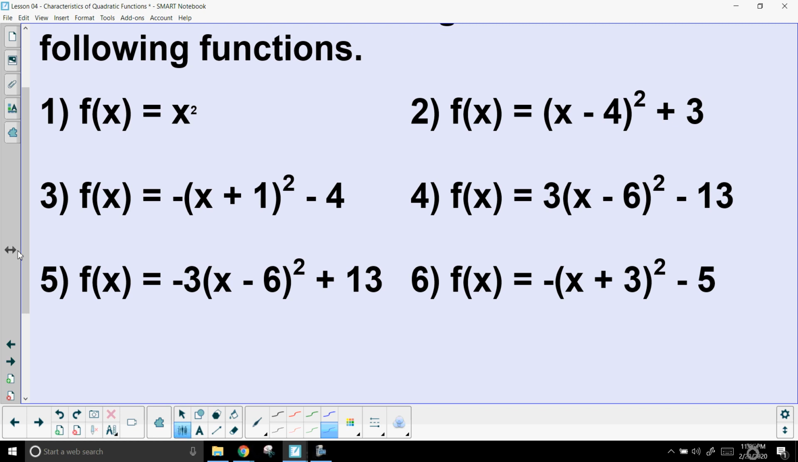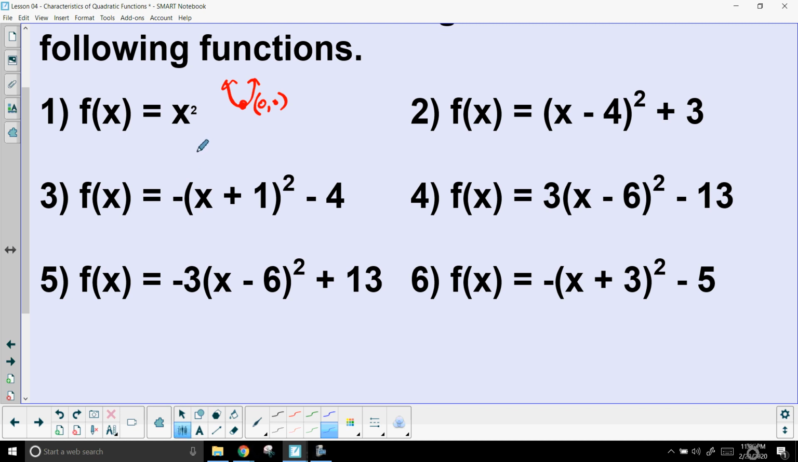All right. Easiest way to think about these is, one, get the vertex and see if it opens up or down. So for this one, this is a parent function, so it's going to open up. That's the lowest point. Vertex is (0, 0). So the range for this one, again, I'm going to write in intervals, is going to be bracket 0 to infinity.